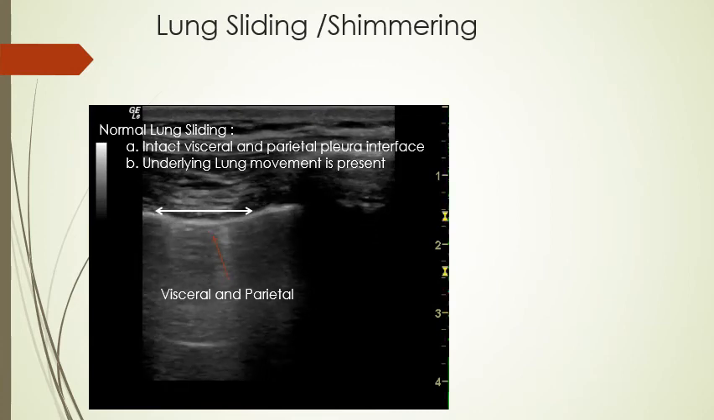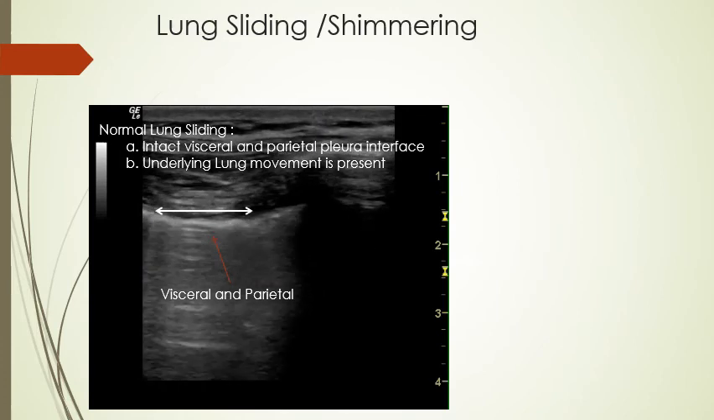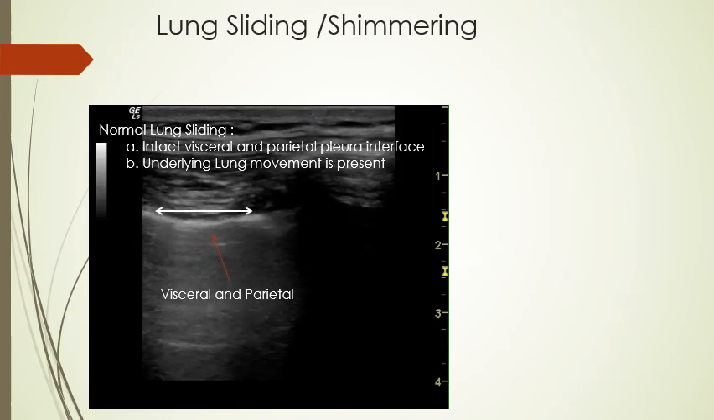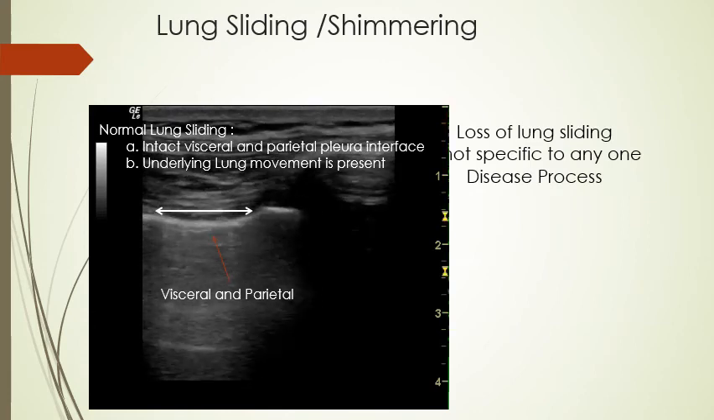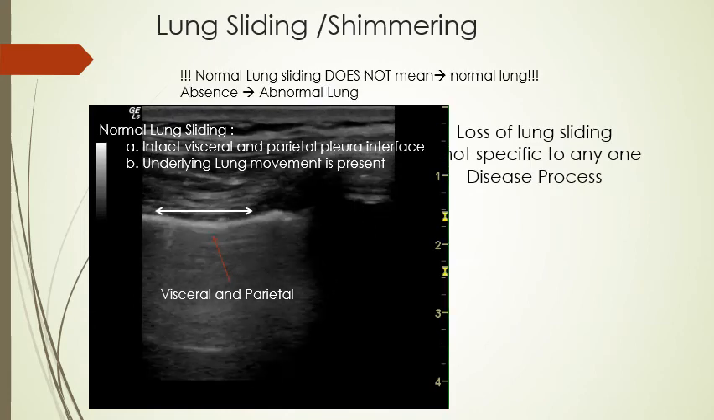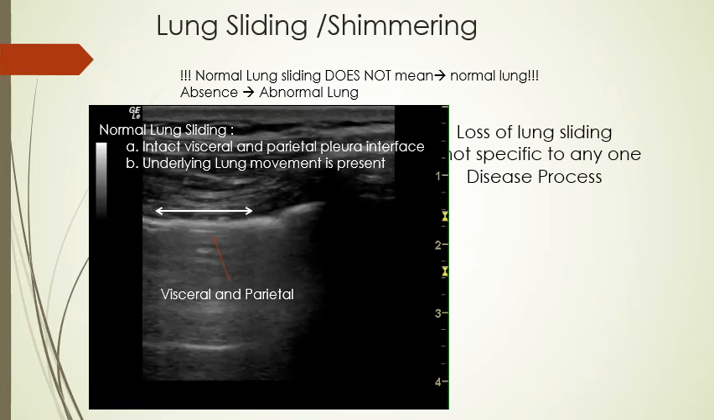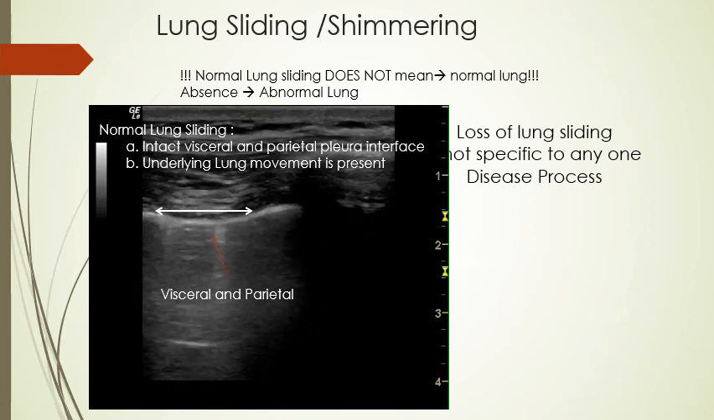This explains why, in the setting of a pneumothorax, for example, the dissection of air between the visceral and parietal pleura negates the formation of lung sliding. And as well, this can be seen in pneumonia, as a consolidation in the infiltrative process prevents the lung from being ventilated anymore, and therefore its movement is absent, and lung sliding is abolished. In fact, loss of lung sliding is not very specific to any one disease. However, its absence does denote the presence of an abnormal lung. So if we do see lung sliding, it doesn't mean that we have a normal lung, but its absence tells us that something is wrong within that lung.